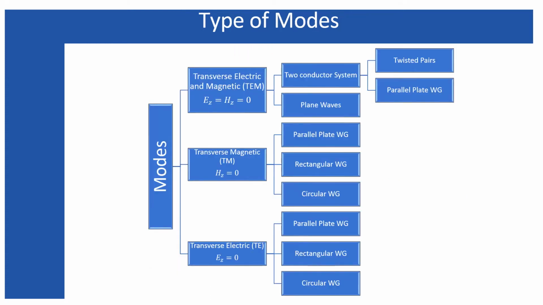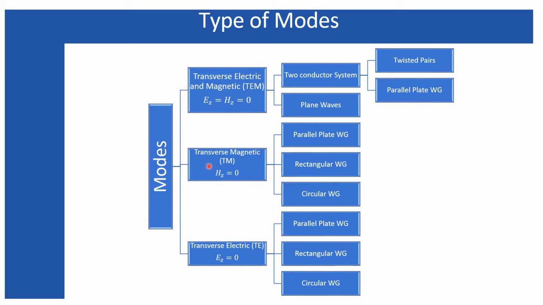Generally, we consider three types of modes. First one is the transverse electric and magnetic mode. Next one is the transverse magnetic, and the third one is the transverse electric mode. Transverse electric and magnetic mode means both the electric field and the magnetic field are perpendicular to the direction of propagation. In this case, I have assumed that the propagation is taking place along the z direction. Therefore, the E field and H field being perpendicular to the direction of propagation, they must be zero along the z direction. So the z component of the electric and magnetic field both will be zero, and this condition defines the TEM mode.